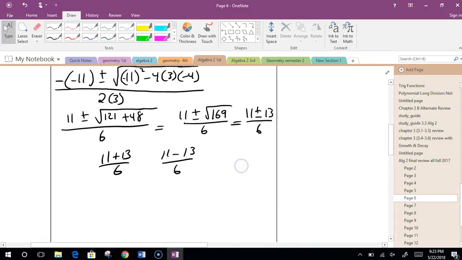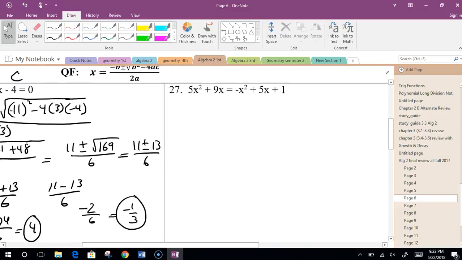And if we finish those both out, well, 11 plus 13 gives us 24, so 24 over 6, which would come out to be 4. There's our first answer. And 11 minus 13 would be negative 2 over 6, which would reduce down to negative 1/3.